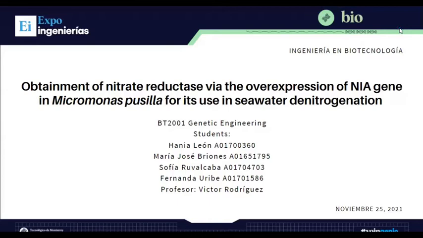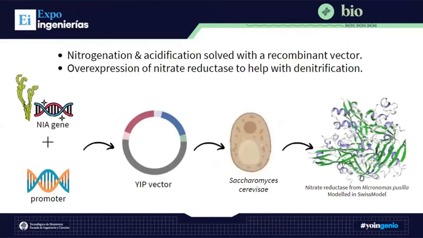Hello, we are going to present you our genetic engineering final project named Obtainment of nitrate reductase via the overexpression of NIA gene in Micromonas pusilla for its use in seawater denitrogenation. Taking into account the current nitrogenation and acidification problem in the ocean, we decided to create a recombinant vector for the overexpression of nitrate reductase to help with the denitrification.